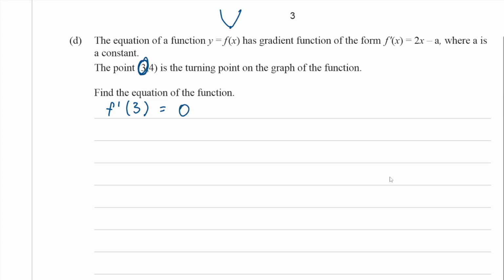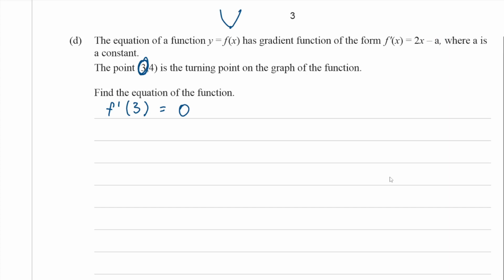Now, why is that useful to us? Well, we know what the gradient function is. However, we don't know what a is. So we could find out what a is first before we integrate, before we anti-differentiate.